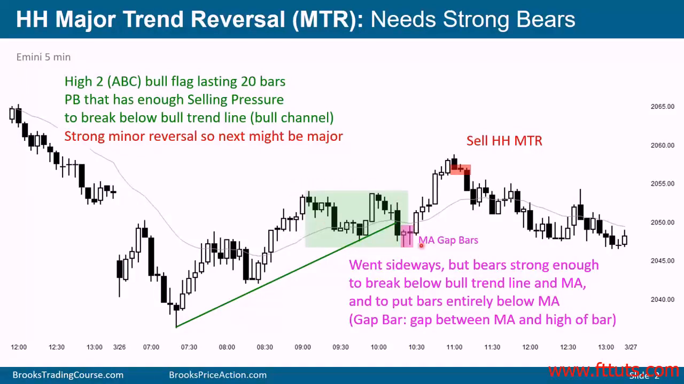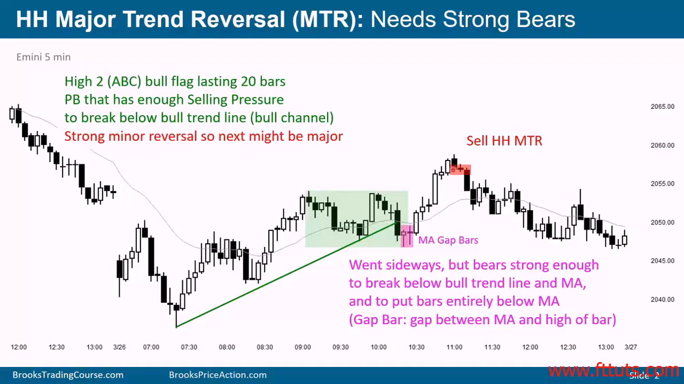So yes, minor reversal and bull flag and bull trend resumption, but after gap bars, the market usually tries to form a major reversal, and therefore traders will look to sell a reversal down from testing the bull trend high. Here's the top of the bull trend. We're breaking above it, and the breakout's failing.